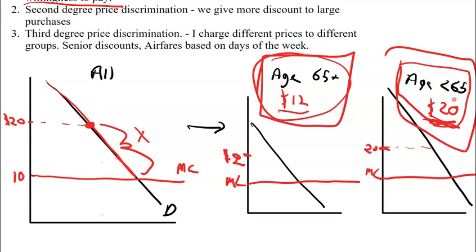Okay, hopefully this was helpful in understanding the differences between first-degree price discrimination, second-degree, and third-degree price discrimination.